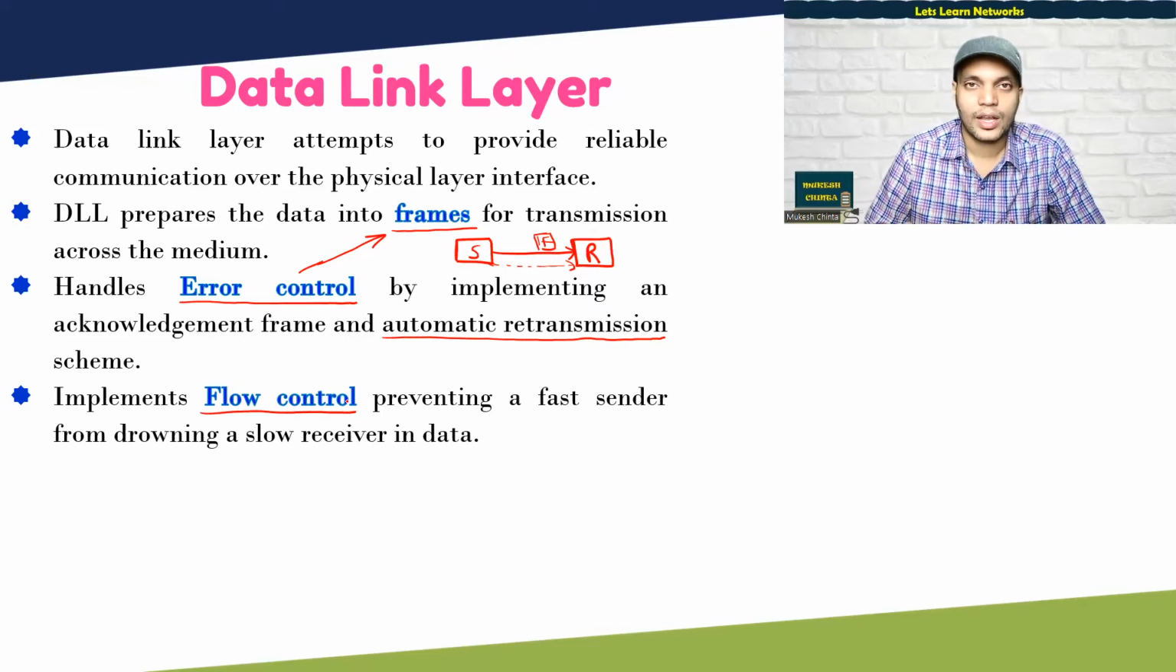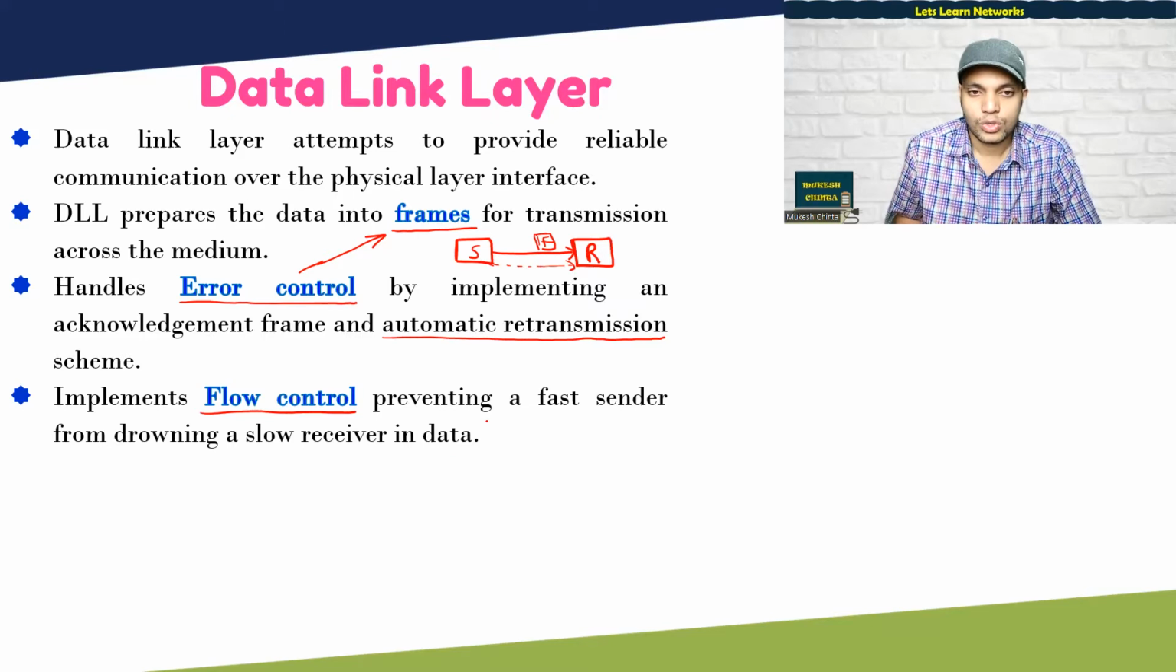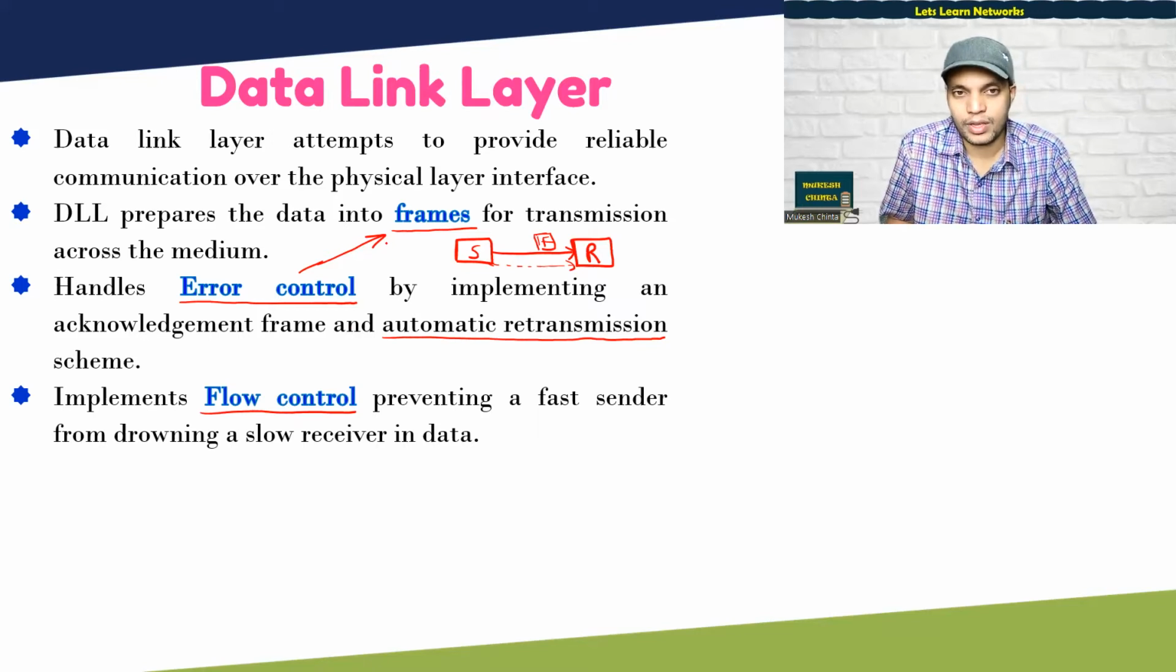So how do you do that? The techniques that we implement, put together, are called flow control. It prevents a fast sender from drowning a slow receiver in data. This also should be taken care of by your data link layer only. So error control, flow control, and framing: these are the 3 main functionalities that are handled by your data link layer.